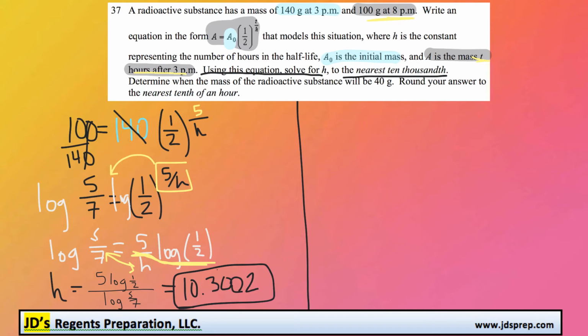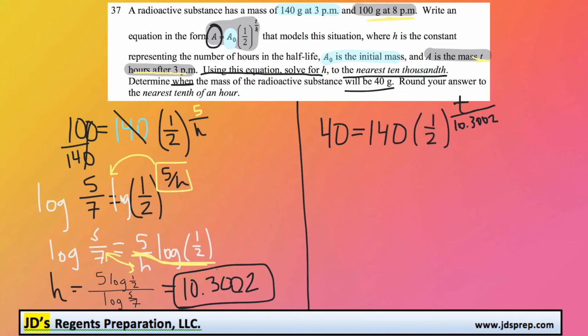Now, for the third and final part of the question, we are asked to determine when the mass of the substance will be 40 grams. So now we're being told that the final mass, so the capital A here, will be 40, not 100. And we don't know the value of T. That's what we're trying to find, right? We're trying to find the amount of time. So it'll be T over our half-life, which we just calculated to be 10.3002.